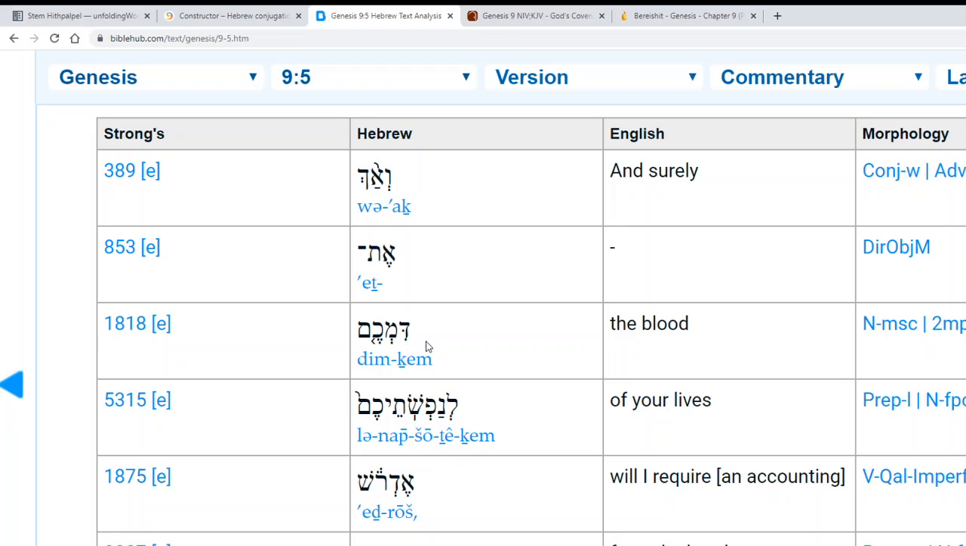So, conjunctive vav, we said before, they're translating as surely. It's a language of limitation, right? Et is the direct object marker. Dimchem, right? So dalet mem dam is blood. Dimchem, your blood, right? Second person masculine plural with the chaf mem at the end. Lenafshotechem. The lamed is the prepositional lamed. Nefesh is the soul, which we had in the previous root, right? And nun pe shin. This nafshot is written bechisaron. It's written without a vav, which I would have expected there, but it's not there.